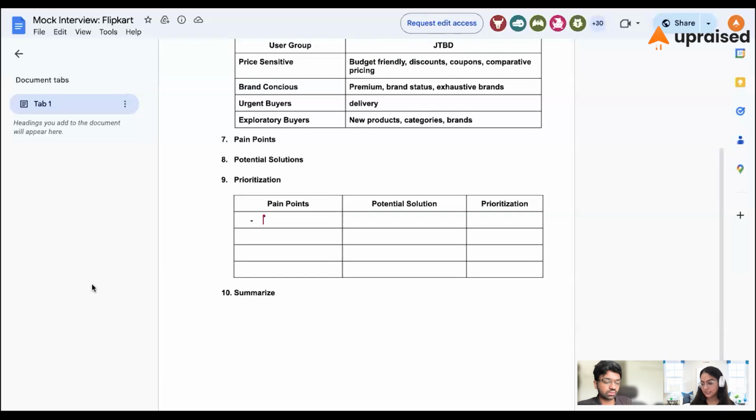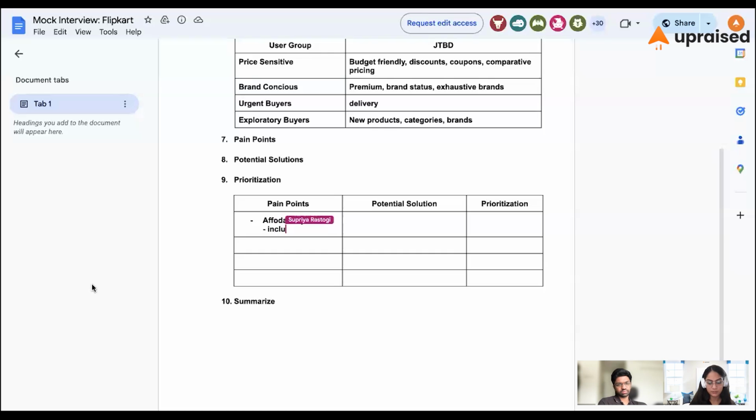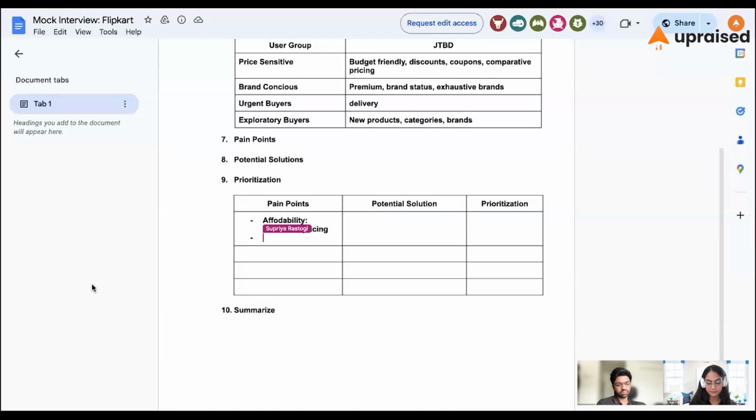Okay, so the price sensitive users. I think the number one pain point price sensitive users must have is affordability. That's number one. When we talk about affordability, it's about how inclusive the products are with respect to their prices, whether it's doable for some one category, or if it's doable for everyone across. So maybe we can talk about inclusive pricing. Then another thing that becomes important in affordability is the kind of discounts or deals that they are able to get.